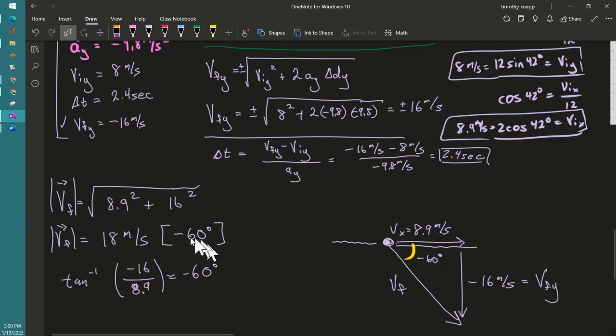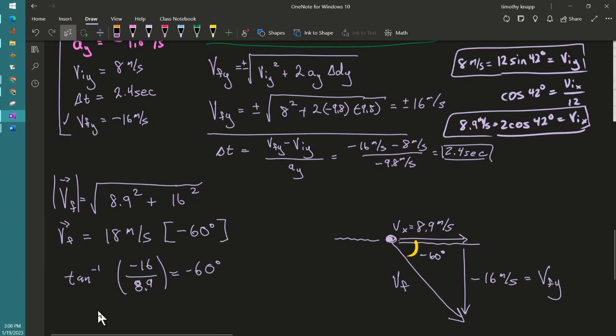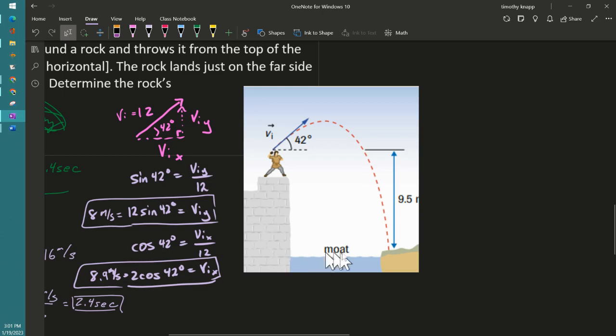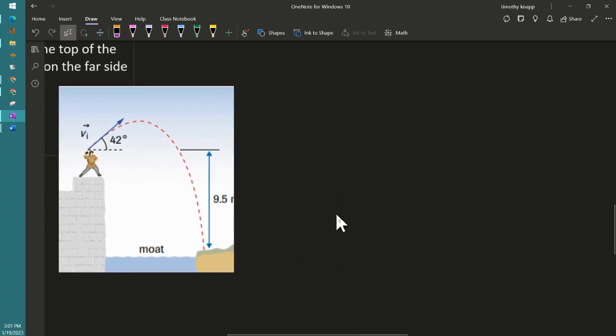And so since I did put the angle here, I can now actually erase these two, because I went ahead and put it there. So this is the answer to part C right here, velocity at impact. But I still have to figure out the width of the moat. Uh-oh, I didn't do that yet. So that would be this distance here. Well, that's pretty easy. I'll do that over here.